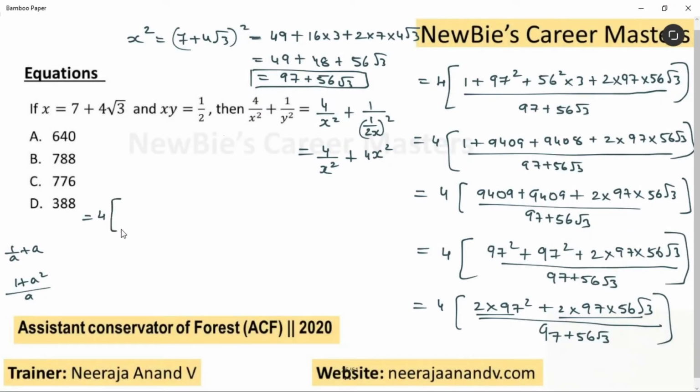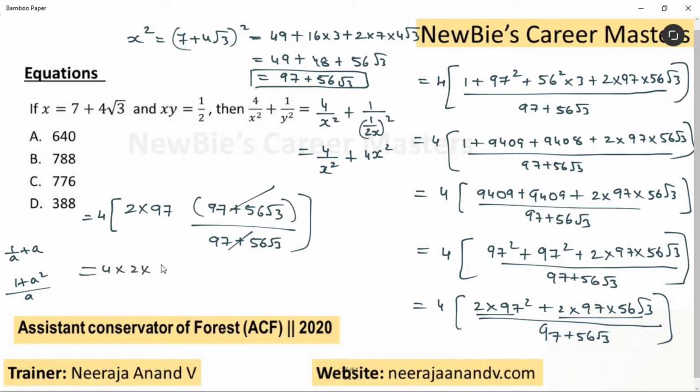4 into, what I'm doing is I'm taking out these two numbers as the common numbers. What will I be left with? In the first number we have 97. In the second number we have that 56 root 3. Then the denominator, yes, 97 plus 56 root 3. I hope now you are getting the idea. See, these two get cancelled. What is the final answer? 4 into 2 into 97.